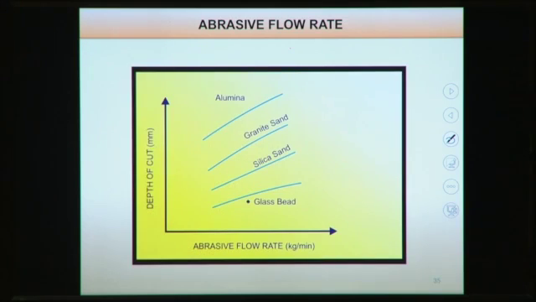So now you can see this abrasive flow rate. If we increase the abrasive flow rate, you can see the depth of cut also increases. If we take different kinds of abrasive particles, we will observe a different depth of cut for each. Among glass beads, silica sand, granite sand and alumina, the hardness of alumina is higher than all these other abrasive particles, so the depth of cut will be maximum for alumina.